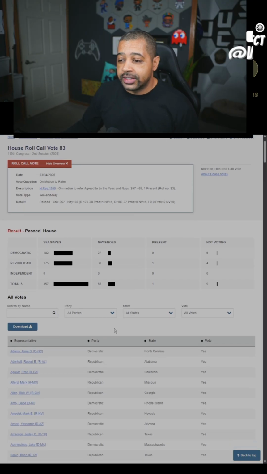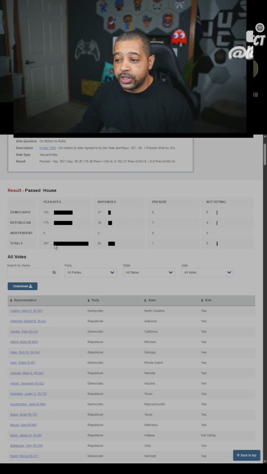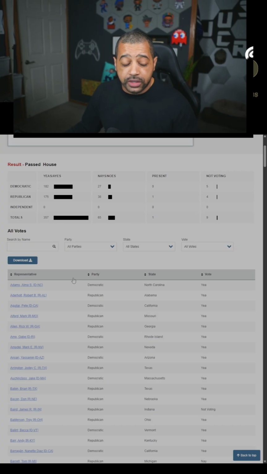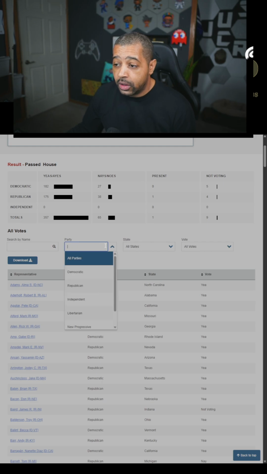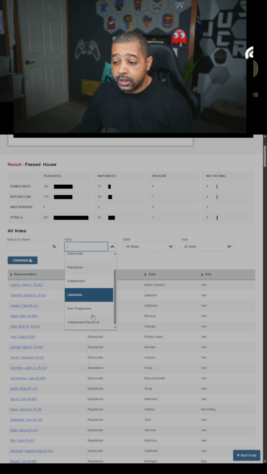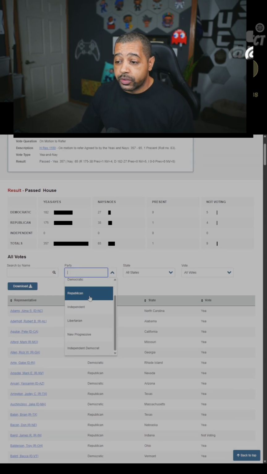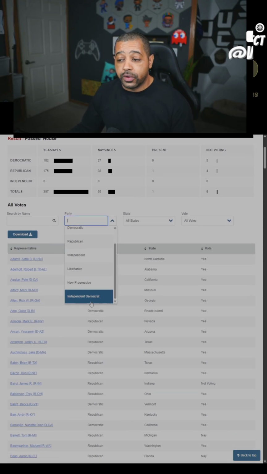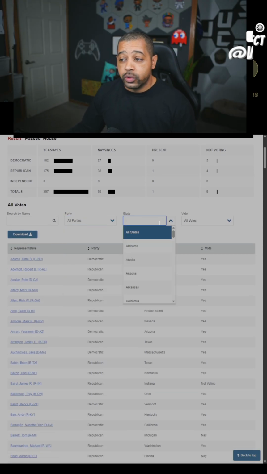So when you go down the line, it'll tell you who voted. It was 357 total, and then you can just start going down the list. If you want to look for somebody specifically, you can make it even that much easier. You can search by their name if you know your representative. You can search by party, which it has broken down by Democrat, Republican, Independent, Libertarian, New Progressive, or Independent Democrat. You could break it down by state. So if you just want to look at your state information, you could do so also.